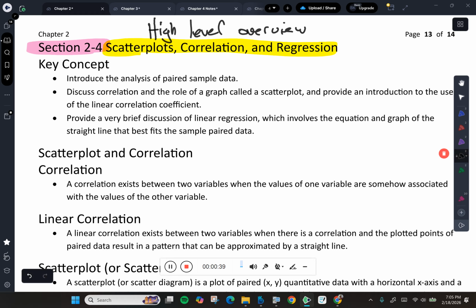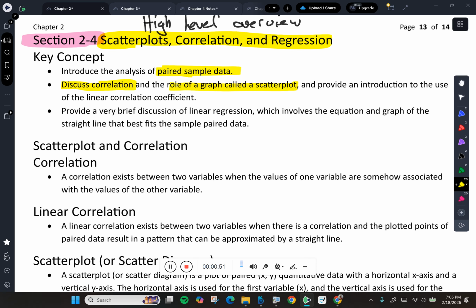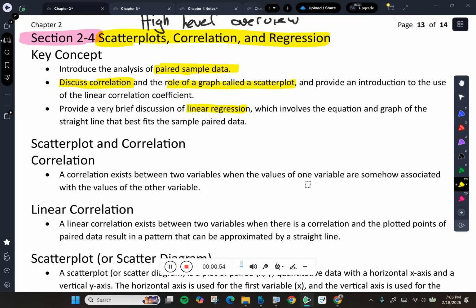So in this session, we're just going to take a look at the idea of what one would do if they had paired data. And we're going to discuss the idea of correlation and the role of a graph called a scatter plot. And then we'll take a look at the idea of what linear regression is, very briefly talk about it, and how that involves an equation and how the graph of a straight line that best fits the sample paired data is used in this sense.